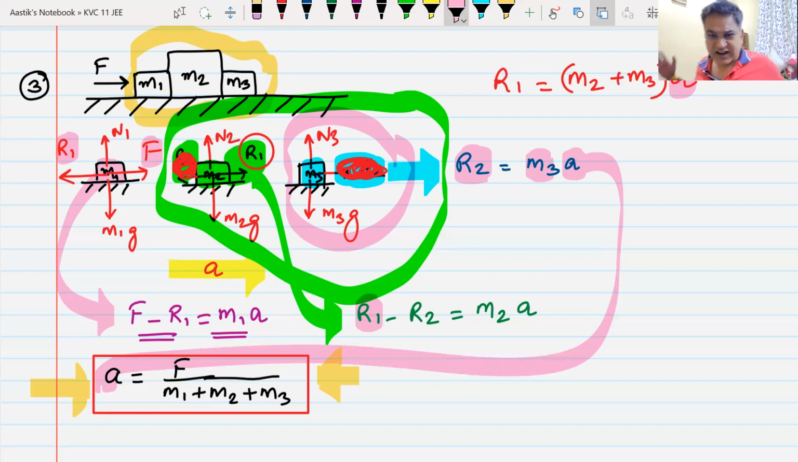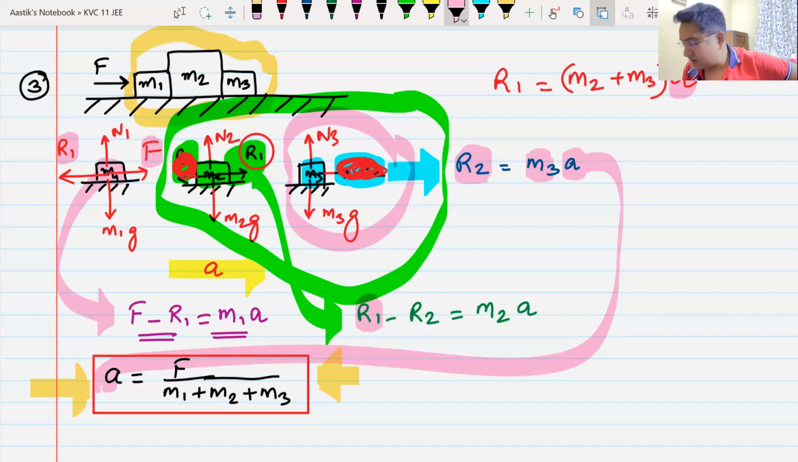So now, if I condense everything together, to get the value of A, what do I do? Total force on the three blocks divided by the mass of the three blocks. To get the value of force between M1 and M2, I take M2 and M3 as one system. So R1 becomes M2 plus M3 multiplied by A. To get the value of R2, I only take M3 as the block. Value of R3 is M3 multiplied by A.